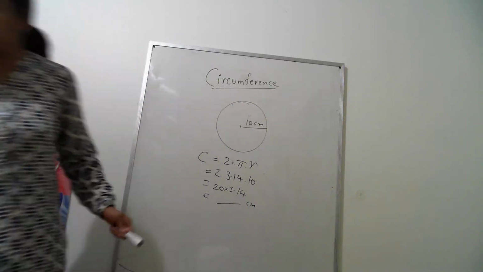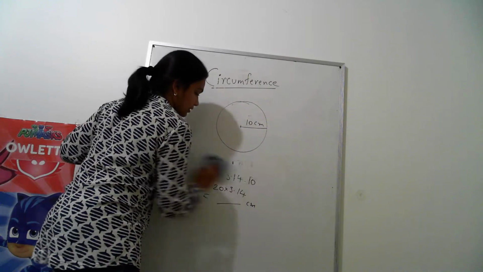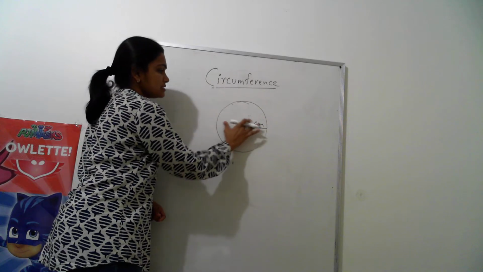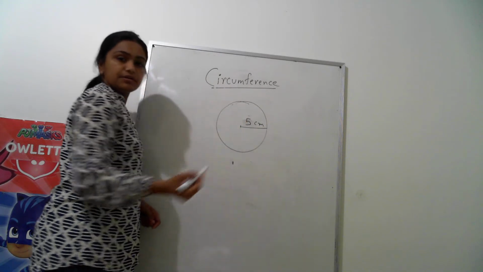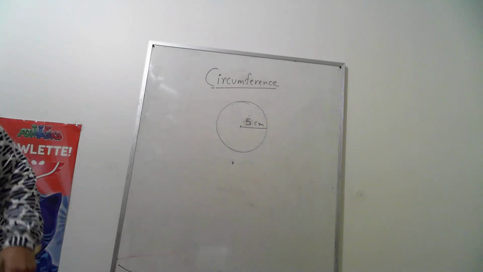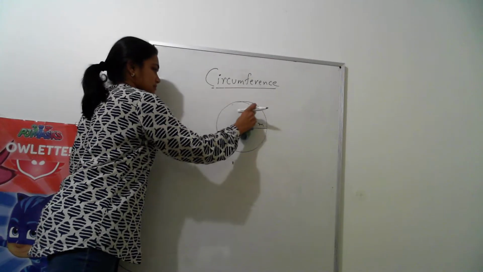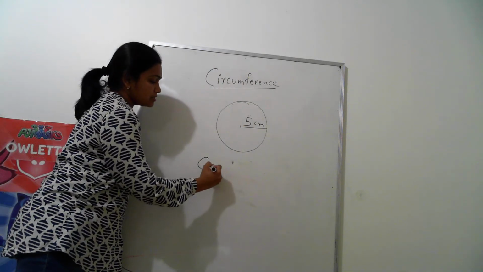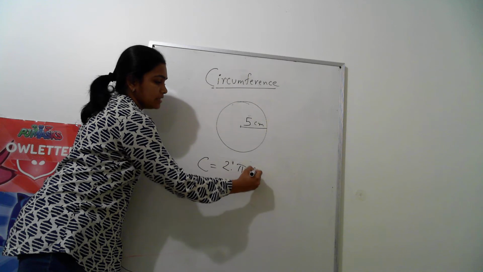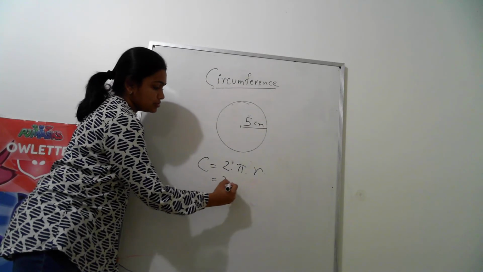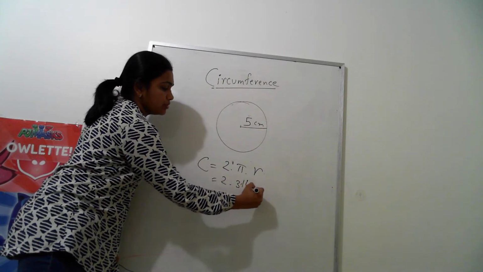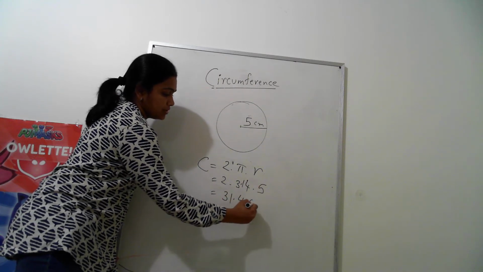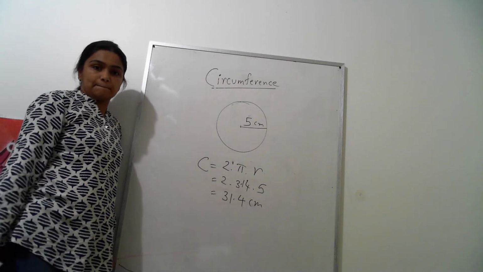Let's do one more question. Let's say the radius given is 5 centimeter. Okay, if the 5 is not visible properly, 5 centimeter. So the circumference of a circle will be 2 times pi times r, that is 2 times 3.14 times 5, which is approximately 31.4 centimeter.